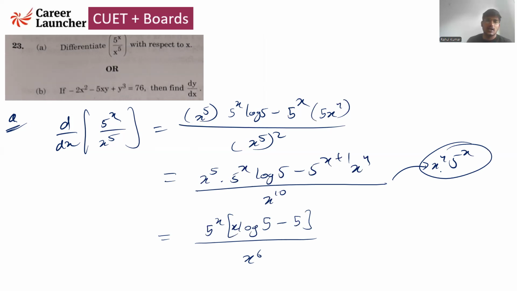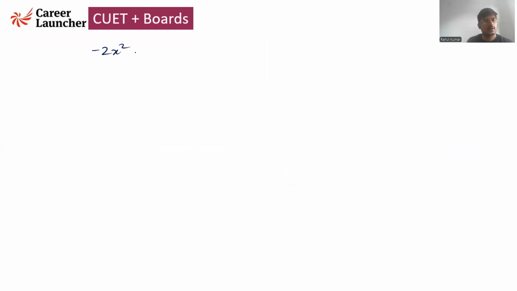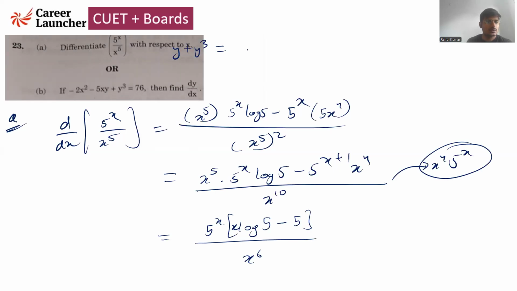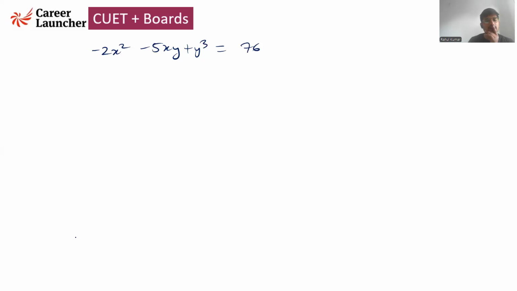Okay, guys. Now we have the next part, which is we need to differentiate minus 2x squared minus 5xy plus y cubed. So when you start differentiating this function, let's see what you will get. Minus 4x minus 5. Now, here you need to apply the product rule. So when you apply the product rule, first you will differentiate x and write y as it is, then differentiate y and write x as it is.